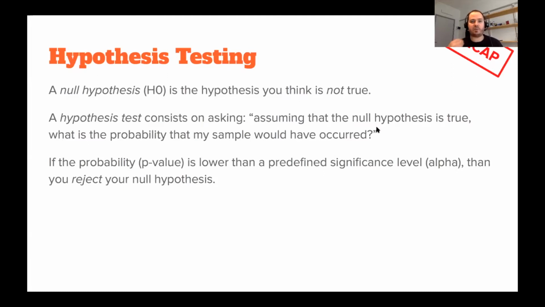So what's the probability that I would have observed what I observed, given that the null hypothesis was true? And if the probability is very low, lower than a certain predefined significance level, then we reject our null hypothesis, because we say, look, it's not likely that this mean, this actual data that I observed, would happen if the null hypothesis was true. So probably the null hypothesis is not true, and you have to come up with some other hypothesis.